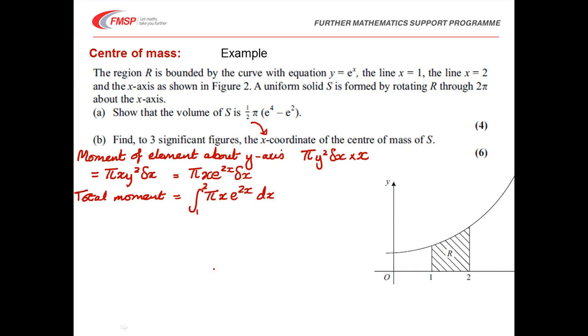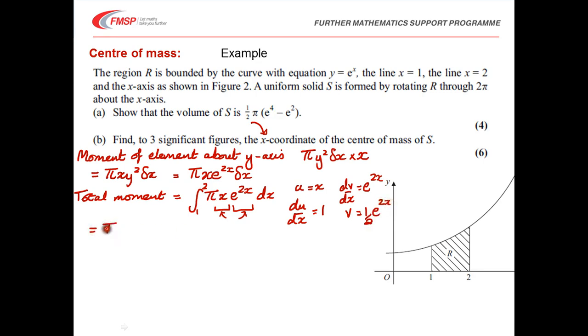This is going to need integration by parts. We have a product of two functions, one of which is simplified when it's differentiated, and one of which doesn't get any worse when you integrate it. So using parts, u equals x, dv dx is e to the 2x. Differentiating, du dx is 1, and v is a half e to the 2x.